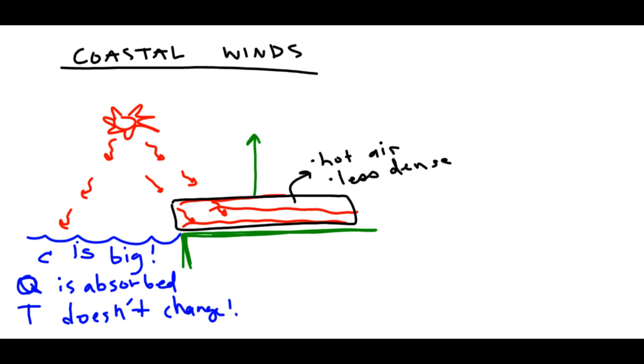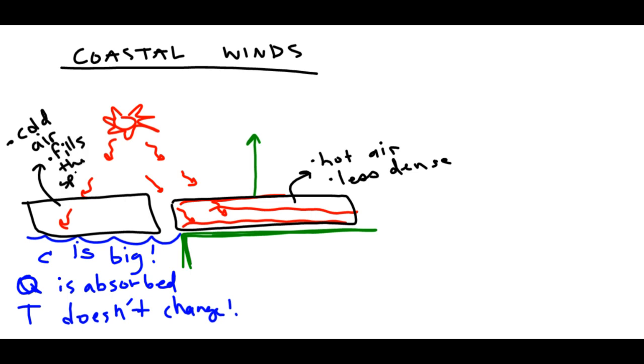It will rise upward, and this air over here is cold air, relatively cold air, and it fills the space of the rising hot air. So it moves over into this space. Okay? This is how coastal winds are produced during the daytime. You know, so we could put a little note: this is daytime when the sun shines.